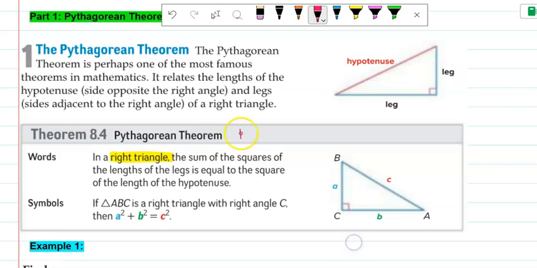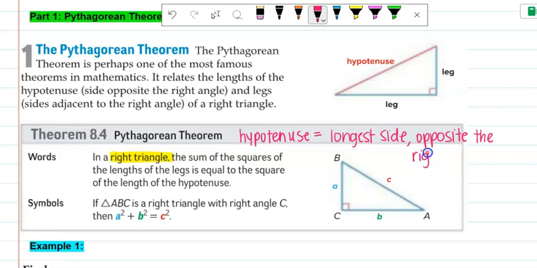The other thing we also have to point out is in a right triangle, we always have a side that's called the hypotenuse. The hypotenuse is always the longest side, which usually you can tell. If you can't tell which one it is, it's always the one opposite the right angle. And it's always labeled as C. The other two sides we're just going to call legs for now, and they're just shorter. We can call them A and B.